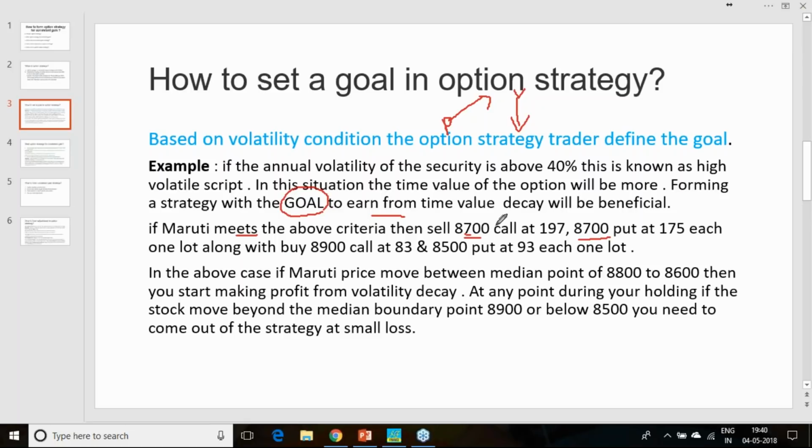So you have formed a call option and a put option. You have sold one lot each. You received 197 and 175 as premium. Since you are receiving almost 200 rupees here, just 200 points above 8,900 you are buying one call option. And here too you are getting very near to 200 rupees, so 200 points below itself you are buying a put option. So this is what you did.